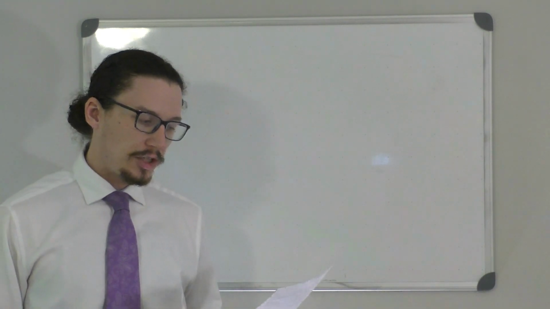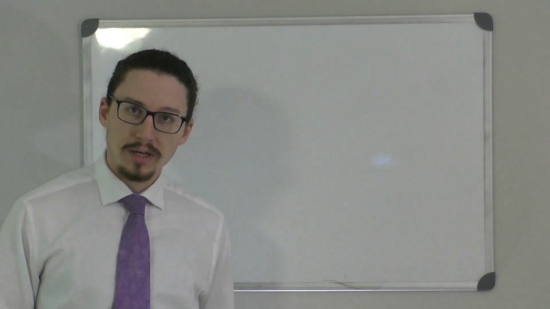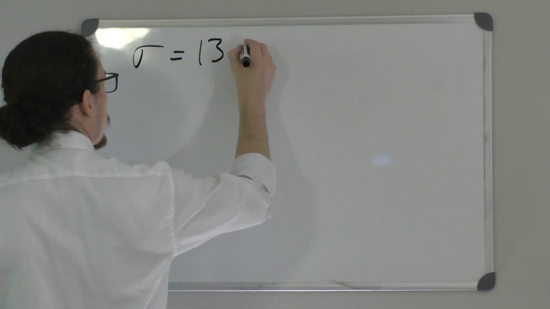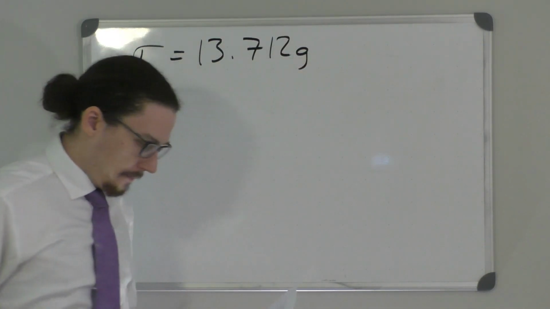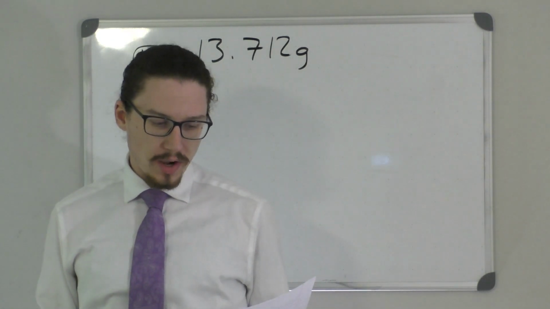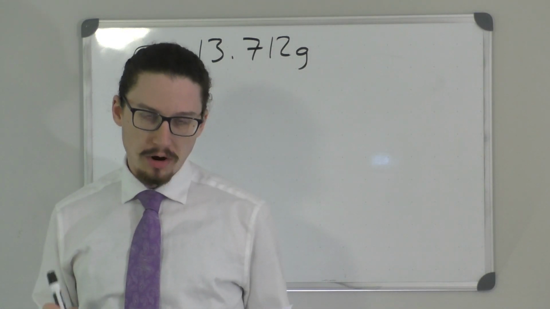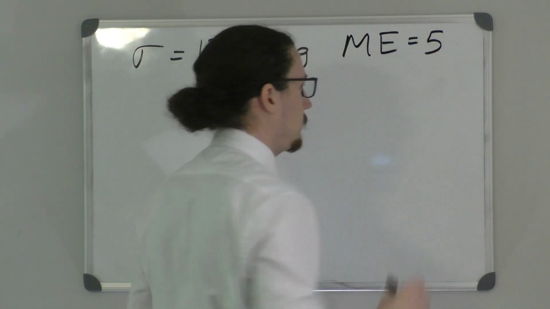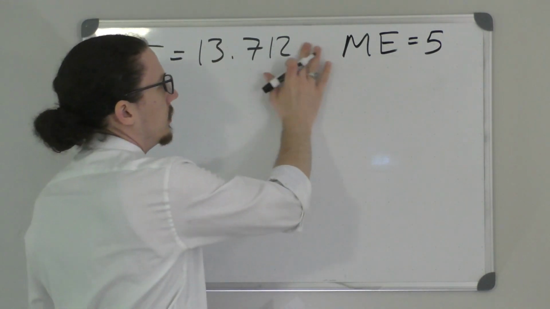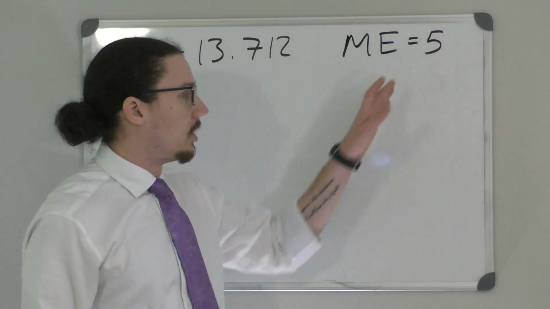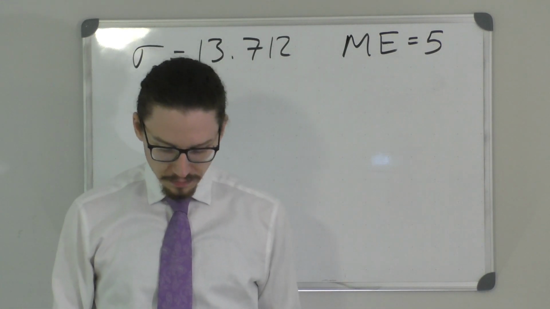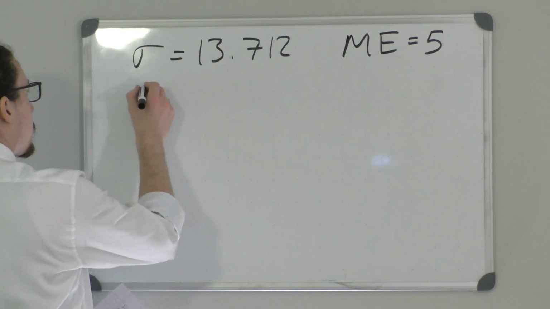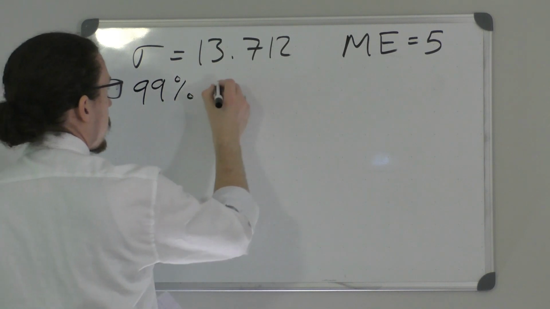with a 99% confidence level? Suppose you know that the standard deviation for the weight of an apple is 13.712 grams. What is the sample size required to estimate the sample mean with a margin of error of 5? We don't need the grams there, we just need the number. So our desired margin of error is 5 with a 99% confidence level.